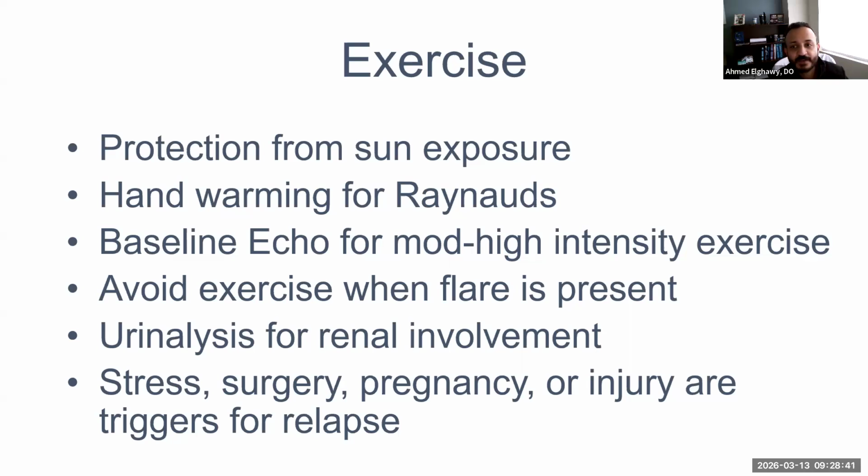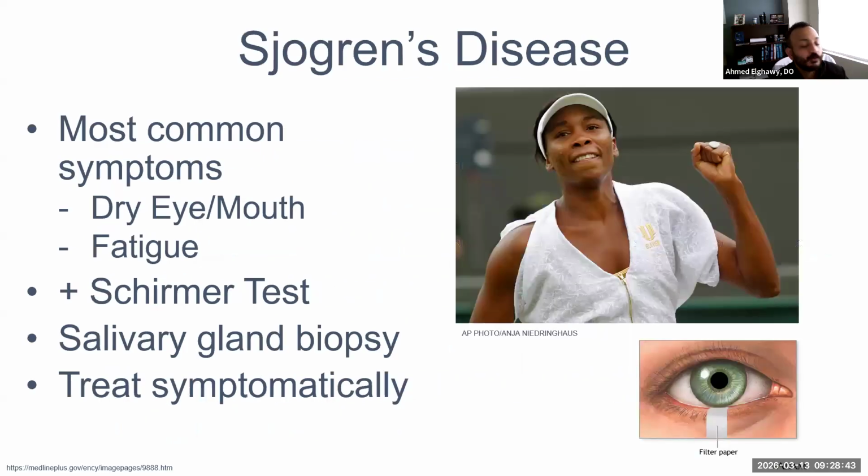Next one I'm going to talk about is Sjogren's disease. It's very well known that Venus Williams has Sjogren's, and she has been an advocate for the treatment of Sjogren's. The most common symptoms are typically dry eyes, dry mouth, fatigue. This is a disease that, when it's primarily located in the eyes and mouth, we treat very symptomatically with eye drops and sugar-free lozenges, good hydration.